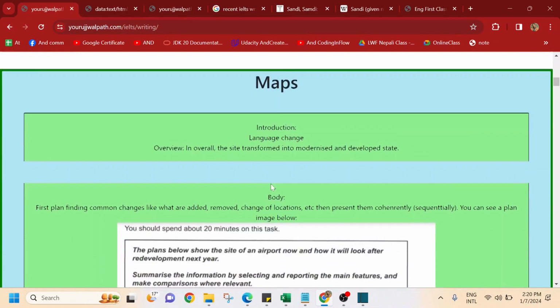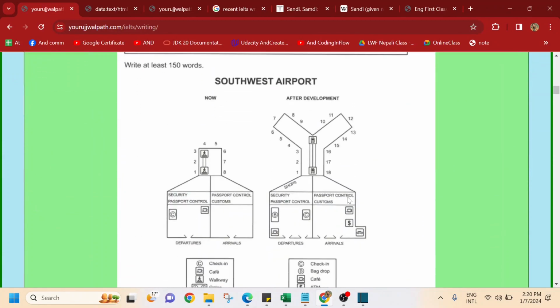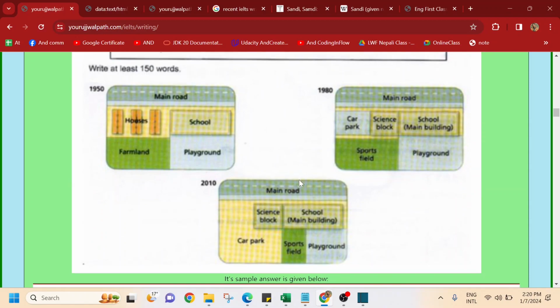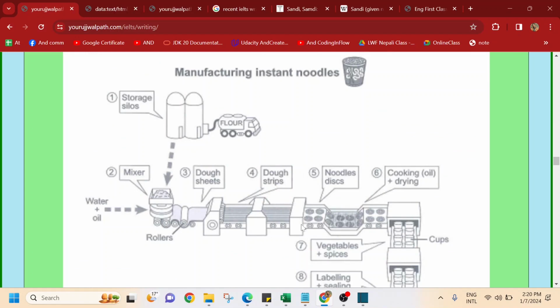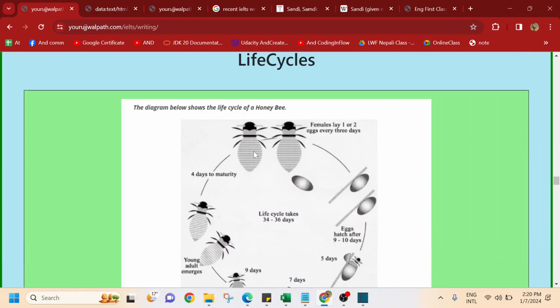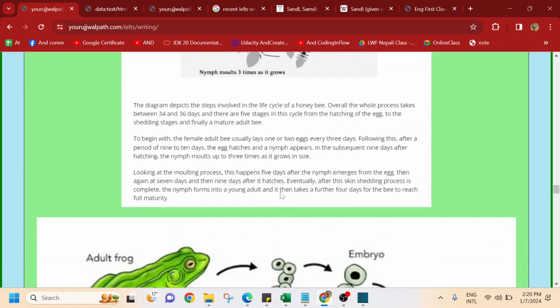Another type is maps. You'll be given two maps to see, and whatever you see on the maps you need to report it. So that's the second type. The third one is process. You'll be looking at some kind of manufacturing or some kind of process to make anything, and looking at that you need to describe. The rare one, which may come, is the life cycle, and you can check these sample answers. This will be a lot easier.